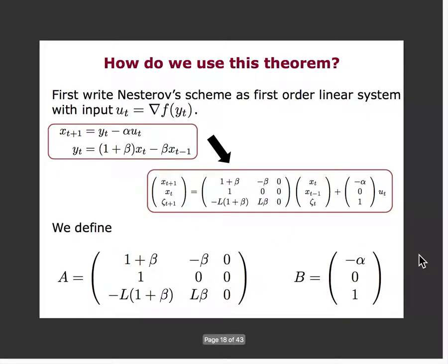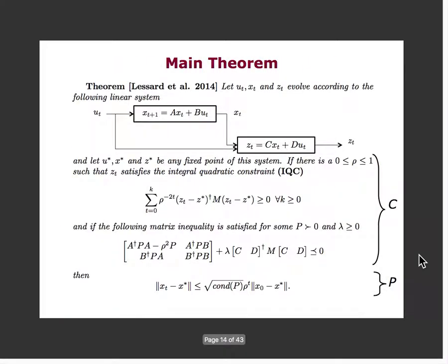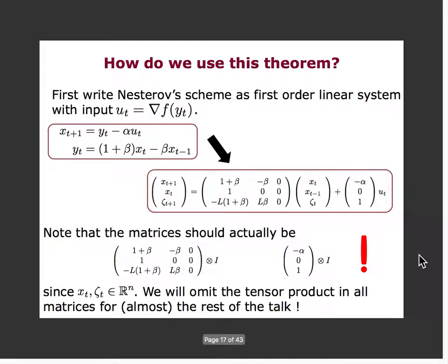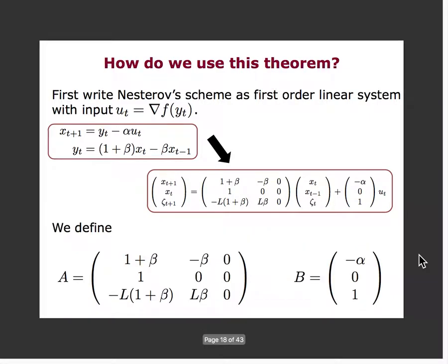Okay, so we're going to define A and B in this way here. Recall that A and B are just my specification of the system in this form for me to use the theorem. So that's my A and B, right here.